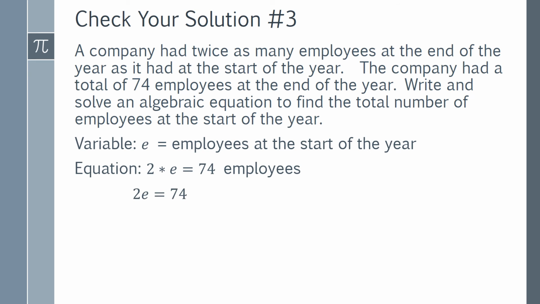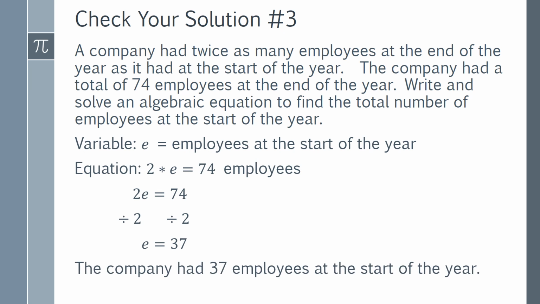So we can use this equation, 2e equals 74, and use the inverse operation to find the number of employees at the start of the year. Divide both sides by 2, and we find that e equals 37. The company had 37 employees at the start of the year.